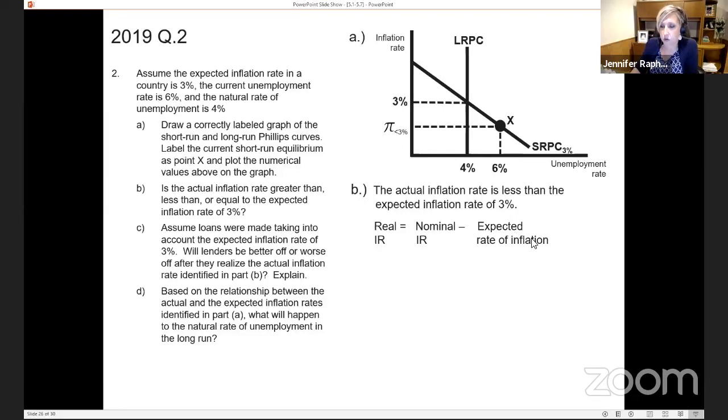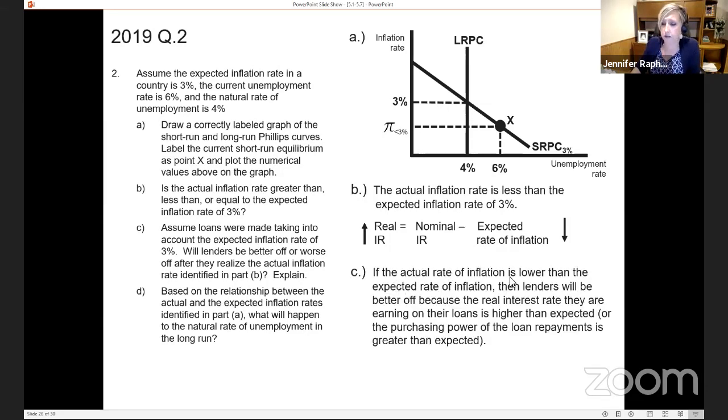Well, if the actual rate of inflation is lower than the expected rate of inflation, then this part of the equation is smaller. And since we're realizing this after the fact, after we've already entered into our contract with some nominal interest rate, then if this number is going down and this number is constant, this number is going up. So if the actual rate of inflation is lower than the expected rate of inflation, lenders will be better off because they are getting a higher real interest rate in return. Borrowers are worse off because they're paying a higher real interest rate.